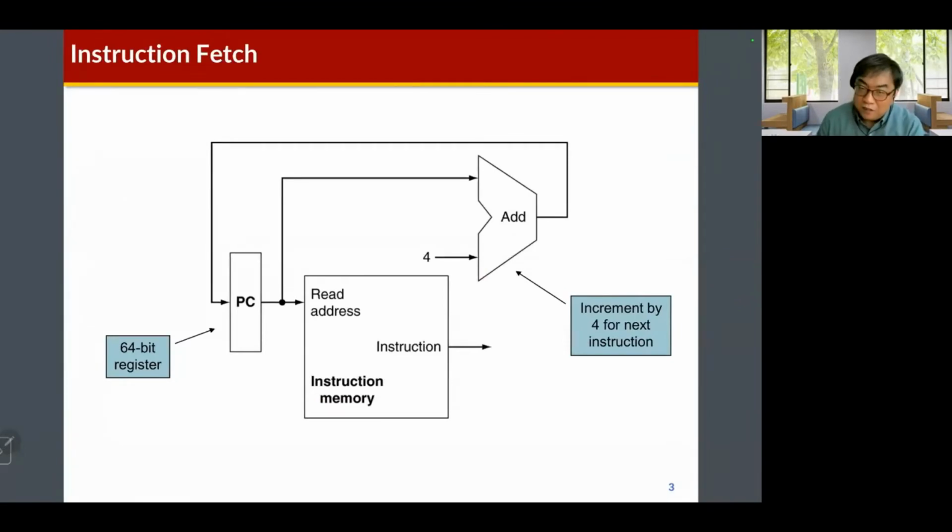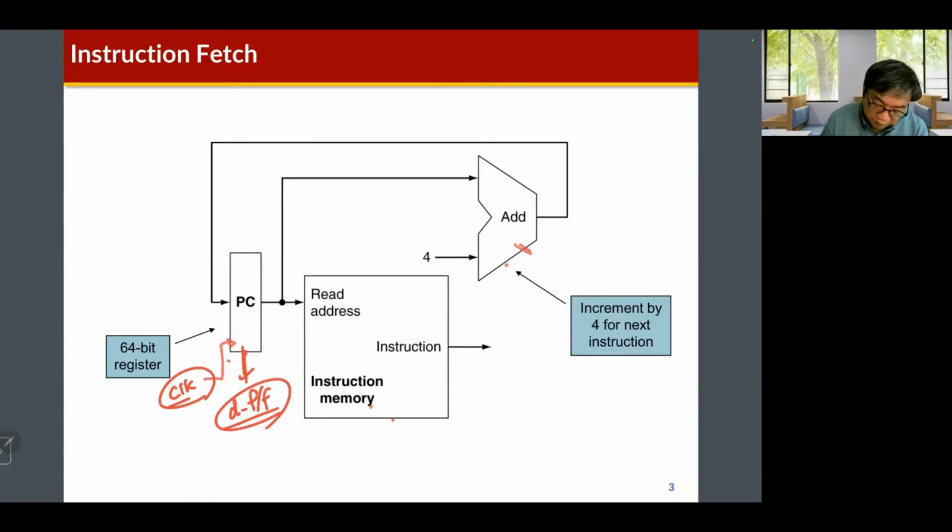This is the instruction fetch step of the single cycle processor. In this instruction fetch stage, we can find basic data path elements such as the program counter, instruction memory, and adder. It's like add plus four. But the program counter is very similar to a D flip flop, working with the clock signal. So it's actually a D flip flop.